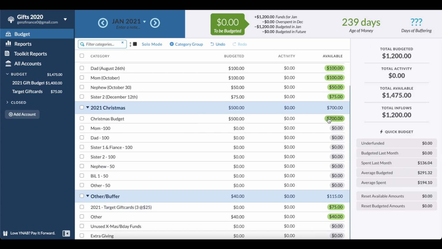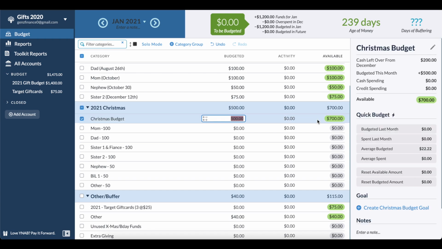I did put all the $700 for my Christmas budget in this line. I don't usually actually budget out all of the money, even though I have a little bit of a plan here. This is kind of a ballpark for what I could spend on them.